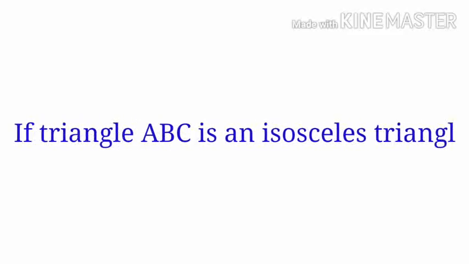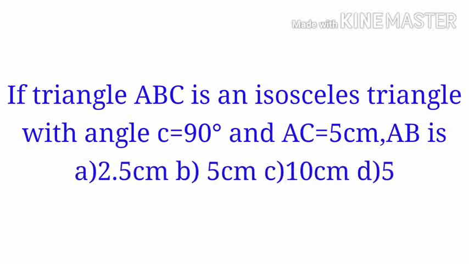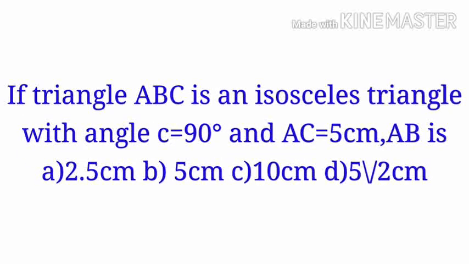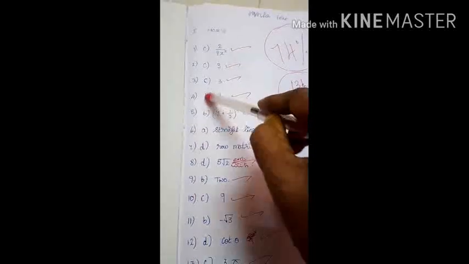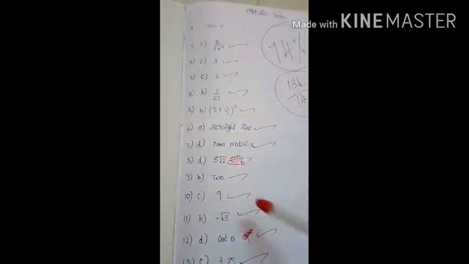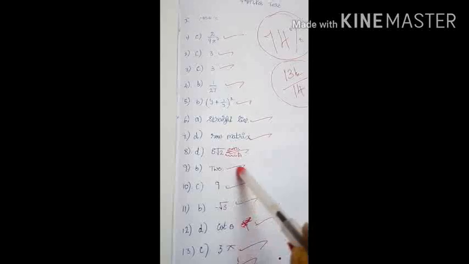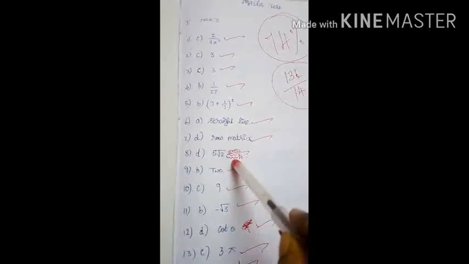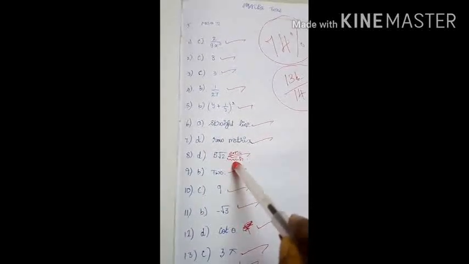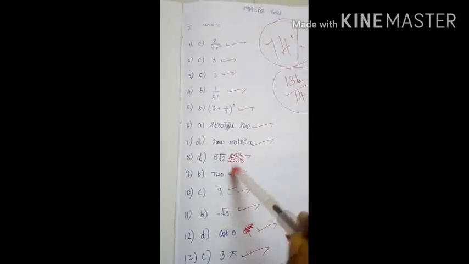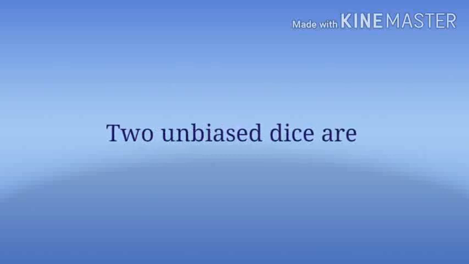Here we have a question. If triangle ABC is an isosceles triangle with angle C equal to 90 degrees and AC equal to 5 centimeters, AB is? The options are given with units, but while writing the answer, you may tend to write the numerical value alone without the unit. This is also a mistake. So remember, my dear students.